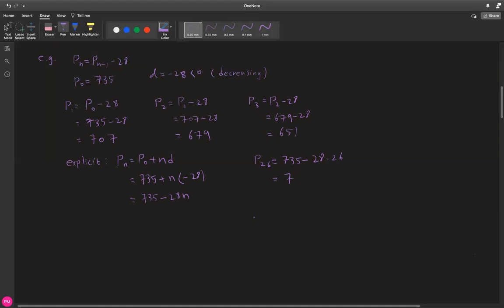Okay, so those are two very similar examples, but the first one had an increasing sequence, the second one had a decreasing sequence. That was the only difference here.